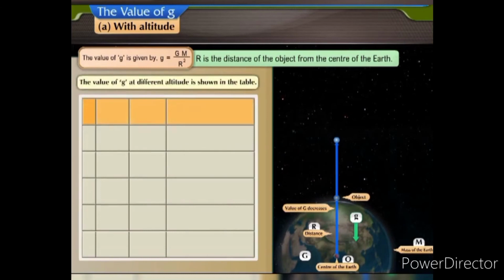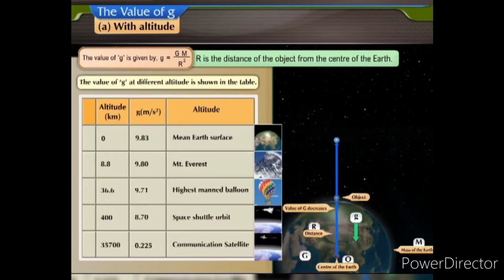The value of g at different altitudes is shown in the table. From the table, it is clear that when the altitude increases, the value of g decreases.